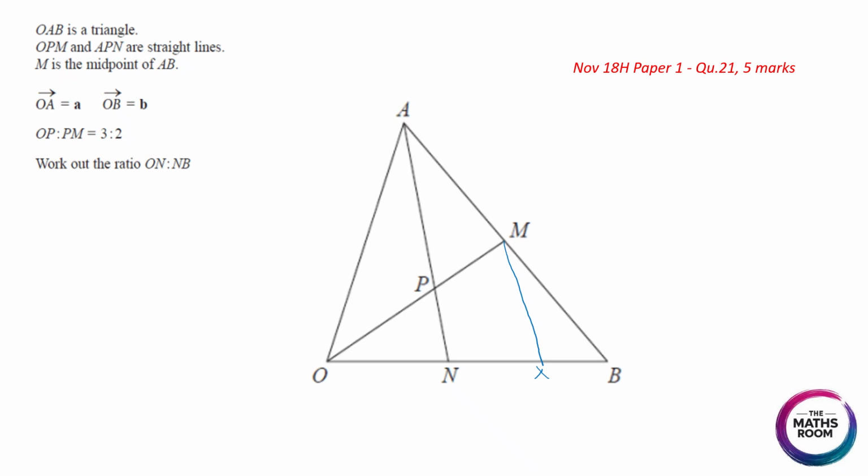Now, what I'm going to do first, because I know O to B is little b, I'm going to call O to X kB. It's obviously some multiple of b. I'm going to try and find k. Obviously, k is between 0 and 1. It's a fraction of the vector b, which makes it a bit neater.